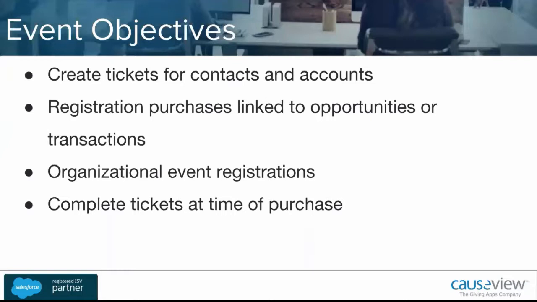So we are creating tickets for the contacts and the accounts, but we're not tightly coupling them. So you could see that Anish Bala has bought 10 tickets, but he hasn't filled those out yet, but you know how many he has outstanding, and then you can also see what your capacity is. We will be linking registration purchases to opportunities or transactions, and again, the ability to be a little more flexible in how we process the purchases.